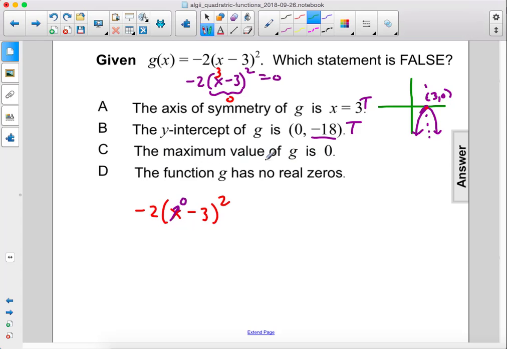C, the maximum value of g is 0. So this is going to be the y value of the graph. The maximum y value is 0 because the vertex right here is the maximum value, and it's on the x-axis. So this is also true.